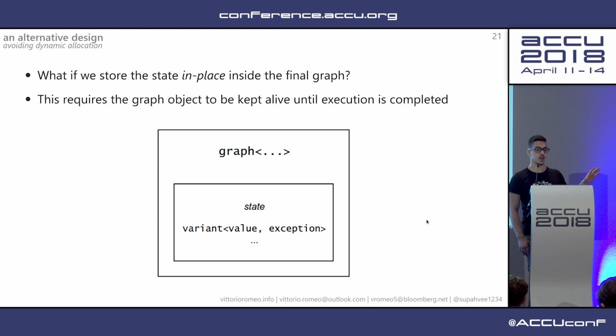Because now the things are on the stack, we cannot use reference counting, but we need the user to guarantee that the object will be alive until all the asynchronous combinations are done. So in this case, imagine we have this graph type, which is just a composition of all the nodes, and inside it, we might just store the state, which contains either a value or an exception at the end.